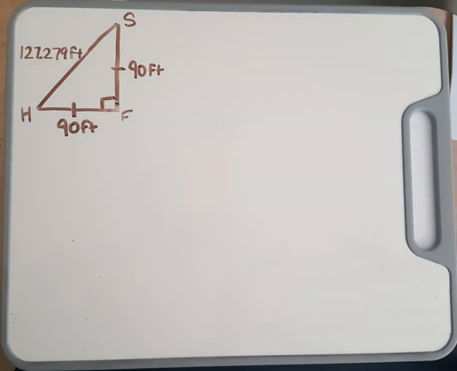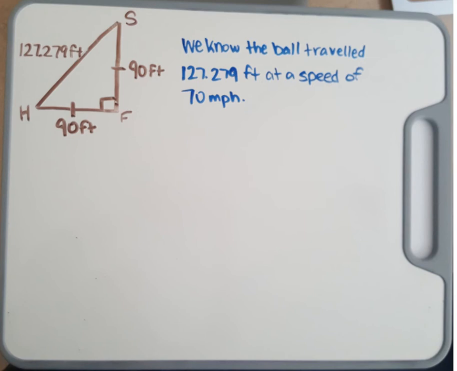I filled that information into my diagram, and the diagram looks complete, so I was somewhat stuck as to what to do next. I took a moment and wrote down everything that I did know in a sentence. We know that the ball traveled 127.279 feet at a speed of 70 miles per hour.